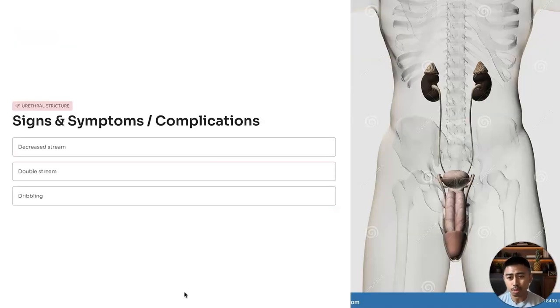As far as signs and symptoms go, what you're going to see with the patient that has urethral stricture, you'll see a decreased force in their stream. Now, depending on how the stricture is positioned in the urethra, you can also see a double stream. You might also see dribbling, which can hint at problems with urinary elimination, and maybe the patient is going to have a problem with urinary retention.